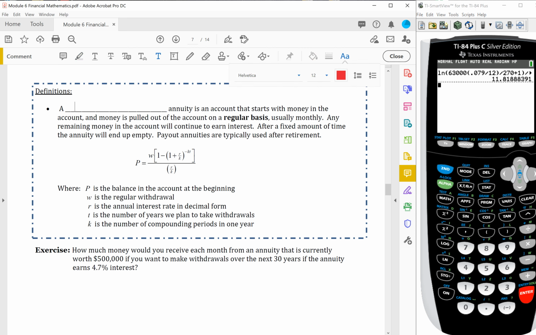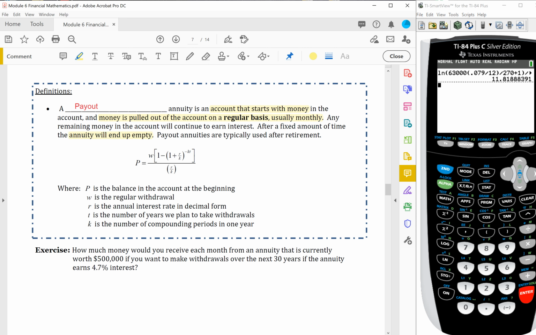So first definition. A payout annuity is an account that starts with money in it, and money is pulled out of the account on a regular basis, usually monthly. Any remaining money in the account will continue to earn interest. After a fixed amount of time, the annuity will end up empty.